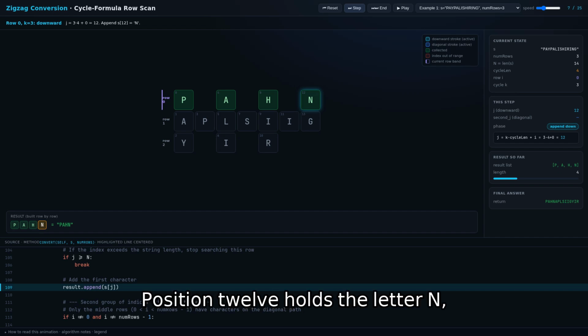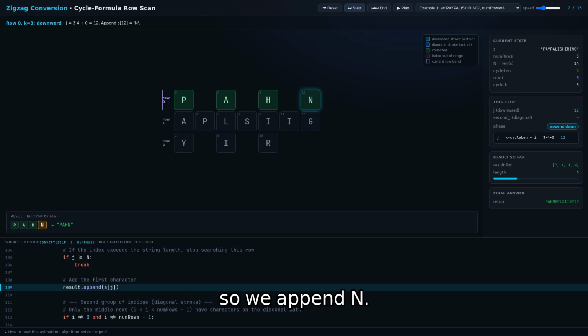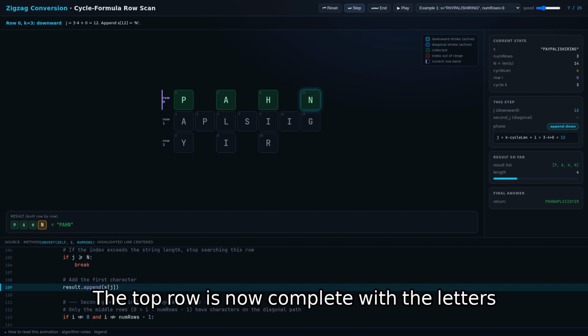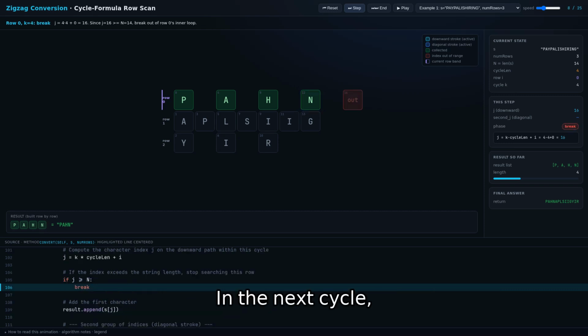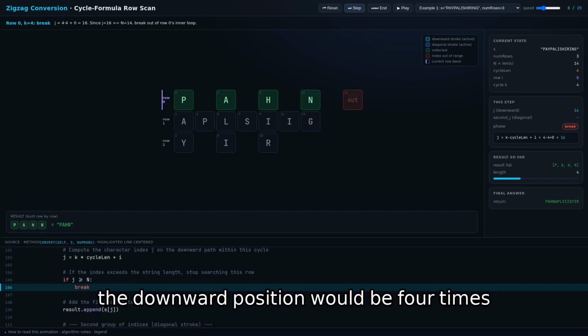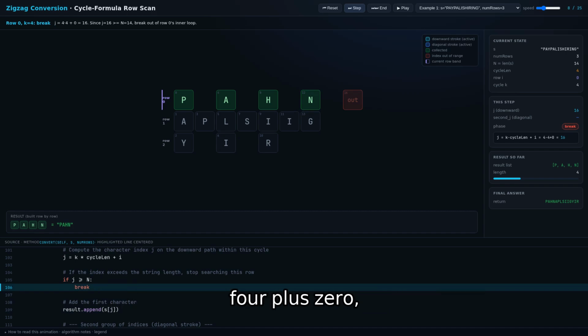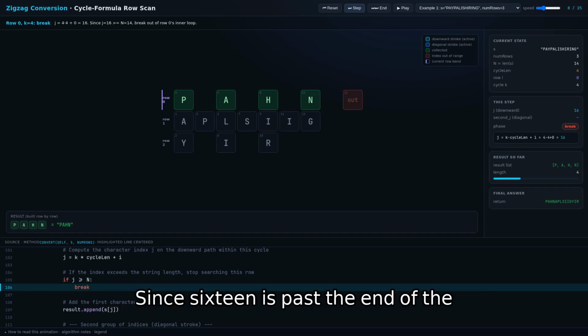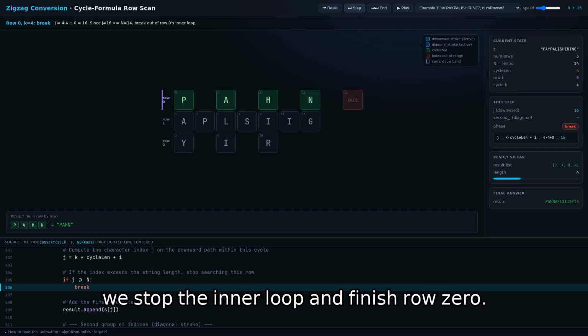Position 12 holds the letter N, so we append N. The top row is now complete with the letters PAHN. In the next cycle, the downward position would be 4 times 4 plus 0, which is 16. Since 16 is past the end of the 14-character string, we stop the inner loop and finish row 0.